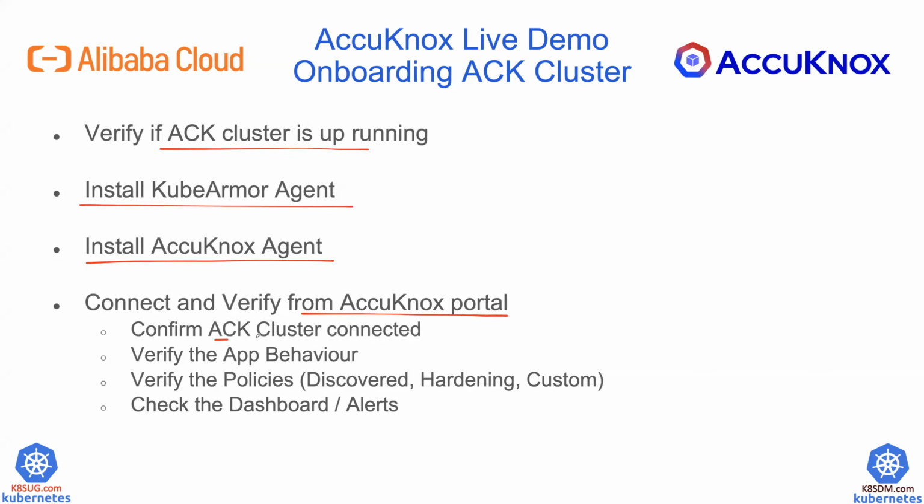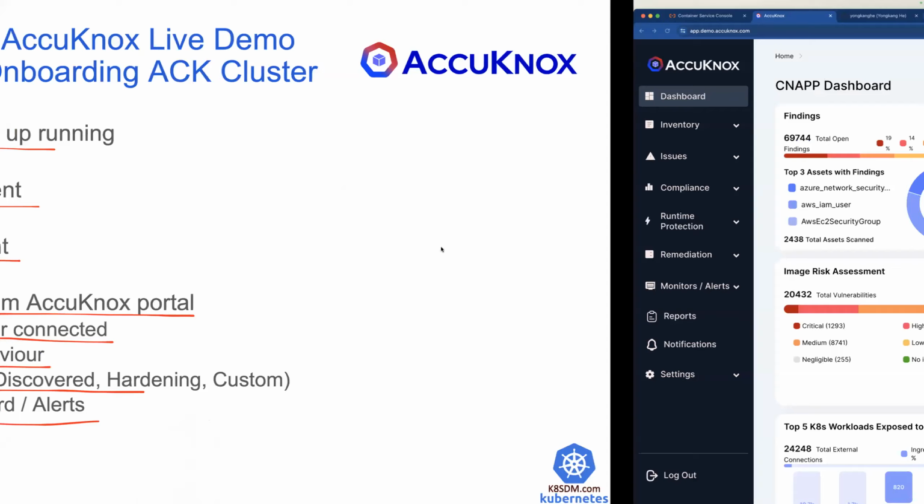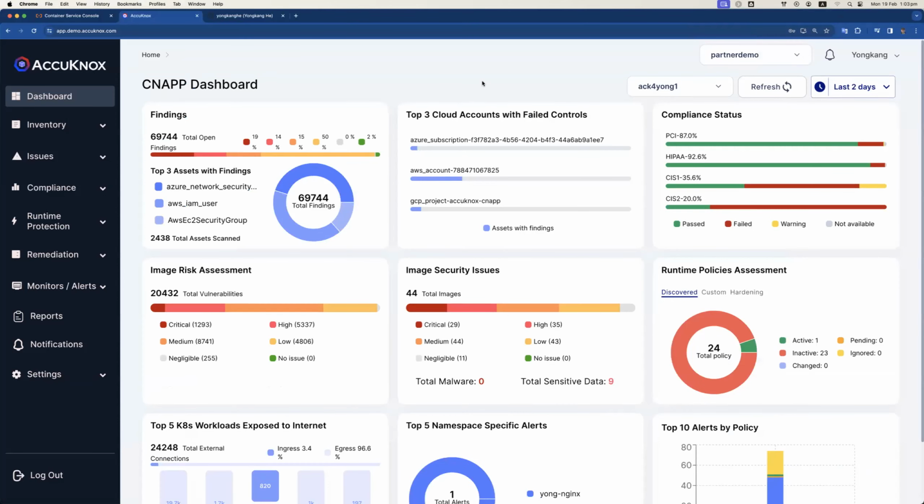First of all, let's see if ACK cluster connected. And secondly, we're going to verify the application behavior, and followed by verify the policies. Where are the policies? Could be discovered, could be there is a hardening policy, or maybe custom policy. So last but not least, let's check the dashboard and if there is any alerts. So with that, let me jump to the AccuKnox web portal.